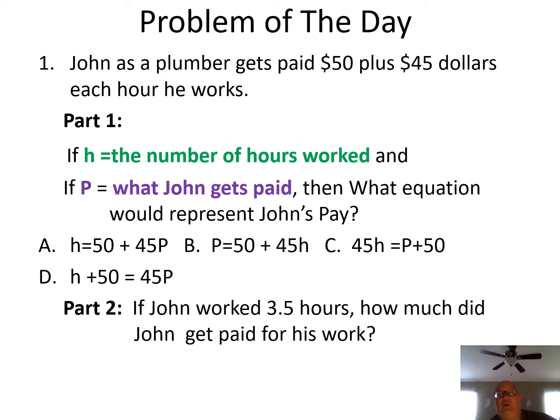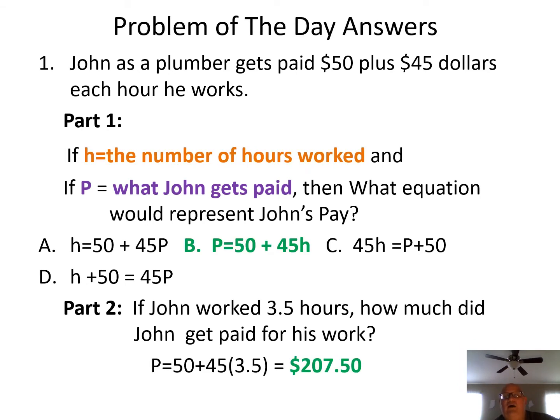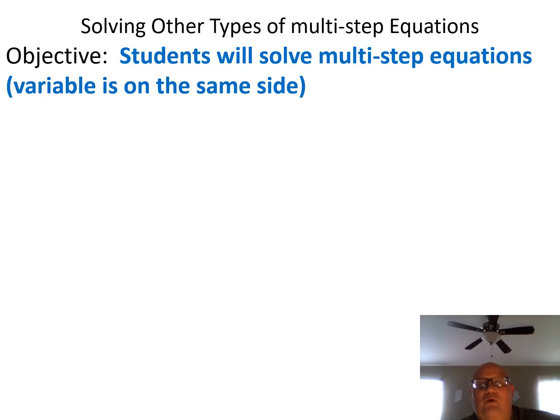So P is what he gets paid, so it's going to be P equals something. It's 50 plus 45H. So the one in green, B. So $50 plus 45 times the number of hours, right? If he works 3.5 hours, you plug in 3.5 and work that out. You get $207.50. All right, so we're going to learn to solve multi-step equations, variables on the same side.